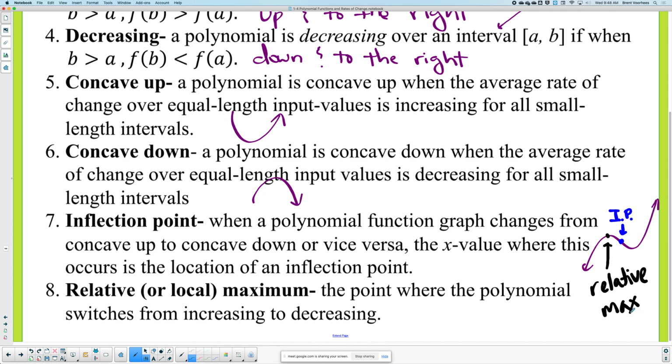When it says relative, it means it's not the highest point on the entire graph. Is there something higher than this point on this graph? Yes. That's why it's relative. Global would mean it's the very highest. A parabola always has an absolute lowest point or an absolute highest point, and that's called global. So what does relative mean? It looks like a max, but it's not the max of the entire graph. Global means the highest or lowest point in the entire graph.